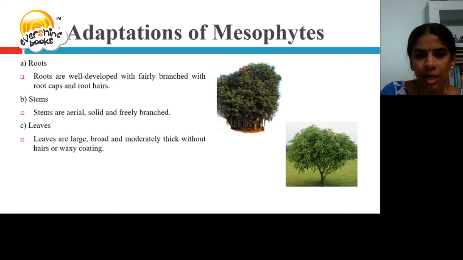Leaves are large, broad and thick, without any coating. There is no wax or hairs present on them. The stomata are found on both surfaces of the leaves.